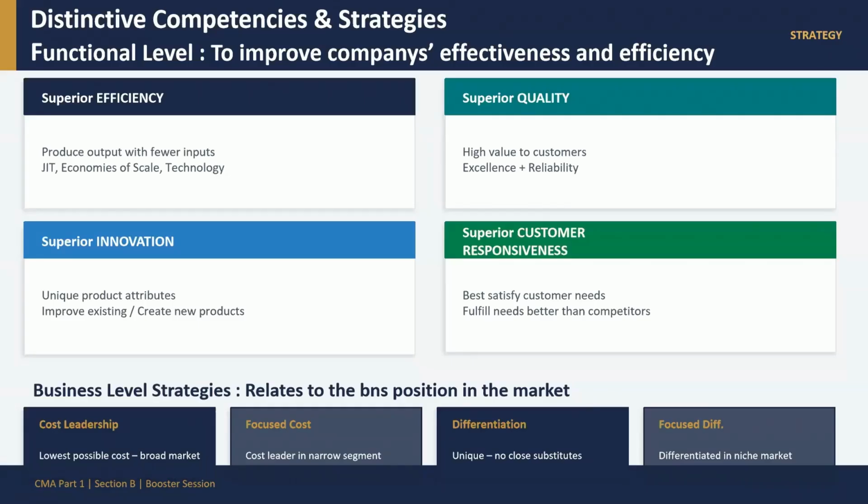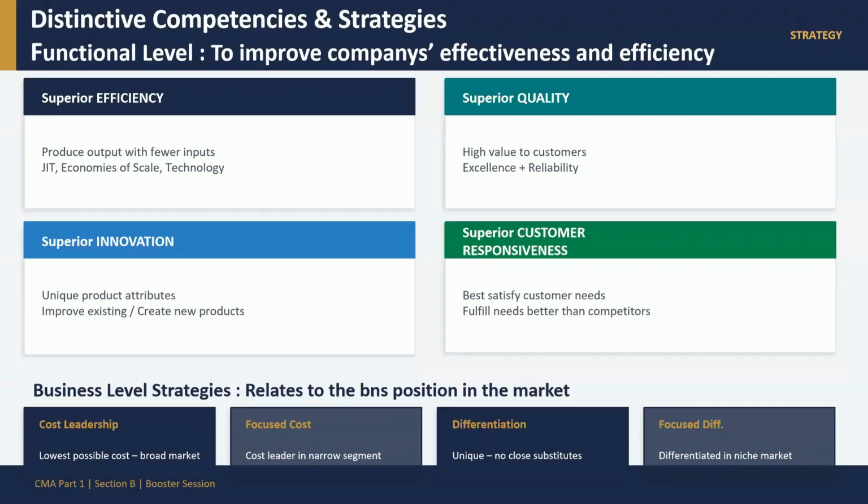Cost leadership is very simple. If there are 10 companies in your industry, you have to give your products at the lowest cost, the lowest price, when compared to all your competitors. That is cost leadership. Lowest possible cost on a broad market means, for example, on the national level. If your product's brand is famous throughout the nation, you can practice cost leadership by giving the products at the lowest possible cost compared to your competitors on the broad market.